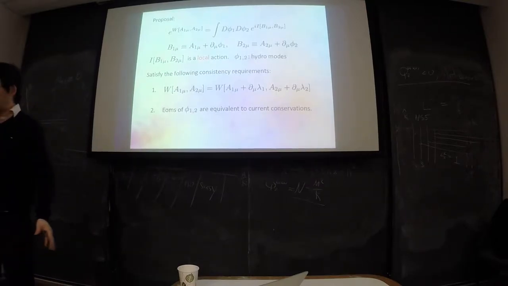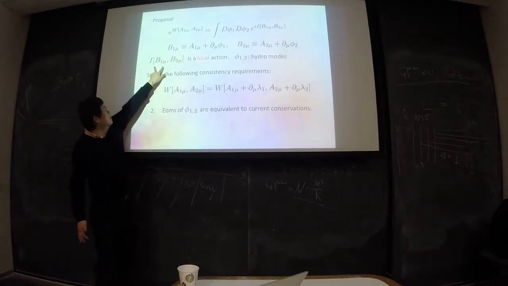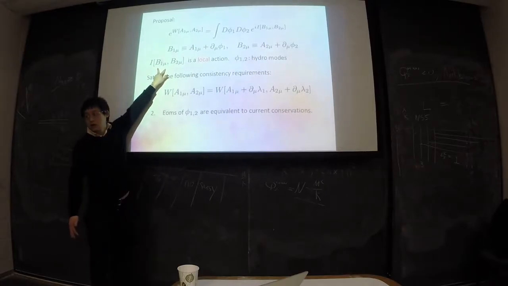What is the relation between phi and chi on the previous slide? Phi, chi is a collection of hydrodynamic variables, phi is just chi. Can you express J^mu in terms of phi? Once I have written down this effective action, you just take the derivative with respect to A, and then you get J^mu in terms of phi.